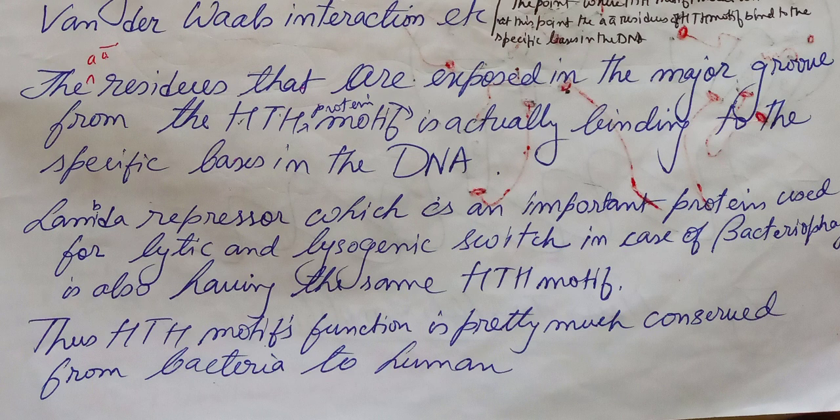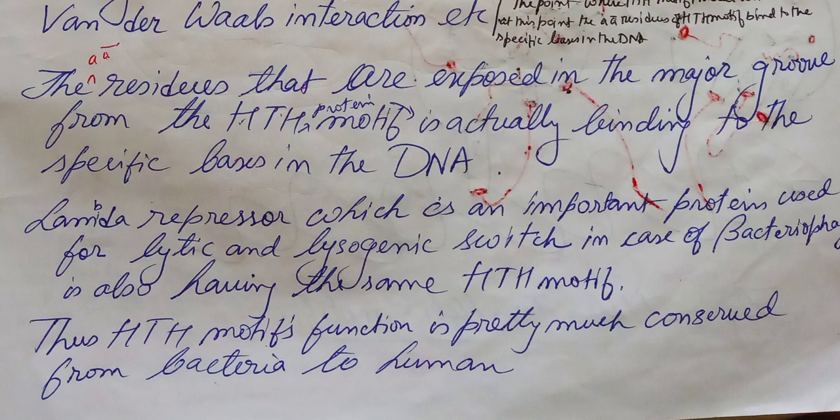Okay, so how do bacteriophages switch from the lytic cycle to the lysogenic, and again from lysogenic to the lytic cycle? This switching is controlled by lambda repressor, which is a very important protein used for switching from lytic to lysogenic and vice versa. This lambda repressor also has this type of helix turn helix motif.